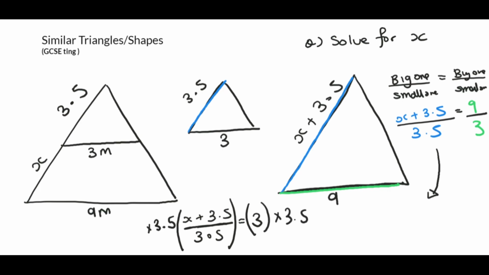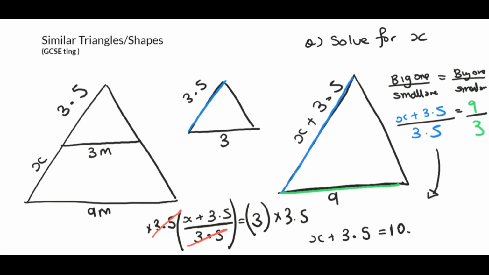Now, when you do this, the 3.5s cancel automatically. So then I'm just going to be left with x plus 3.5 on the left-hand side. So x plus 3.5 on the left-hand side is going to be equal to 3 times 3.5, which should be 10.5.